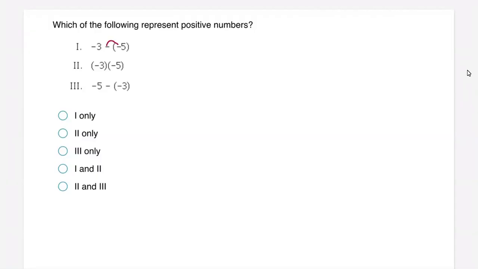Here is plus. Minus 3 plus 5 is positive. Minus minus multiplied positive. Here is plus. Minus 5 plus 3 is negative. So positive is only 1 and 2. Okay?